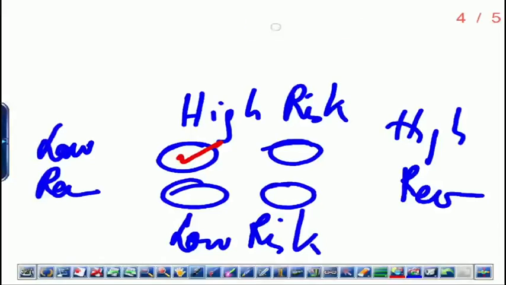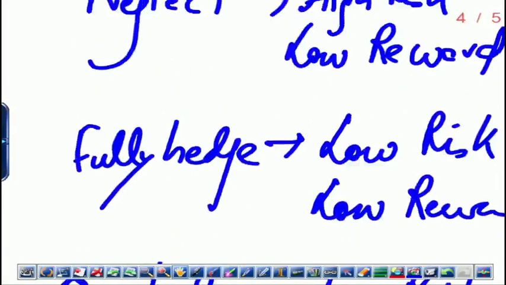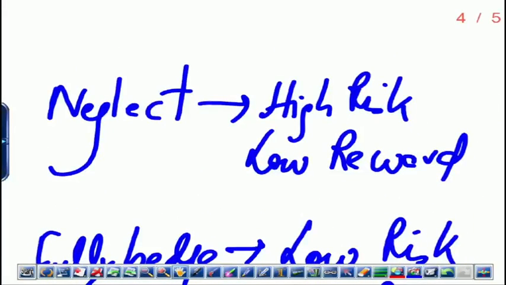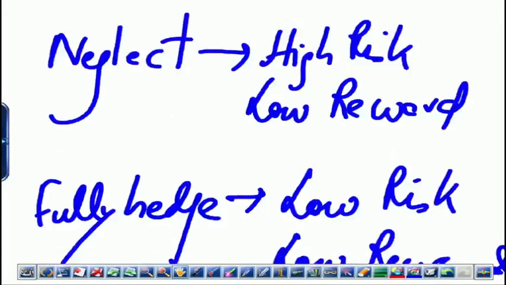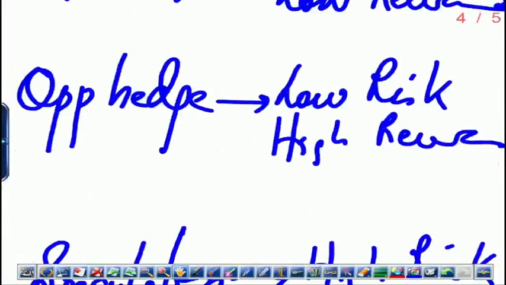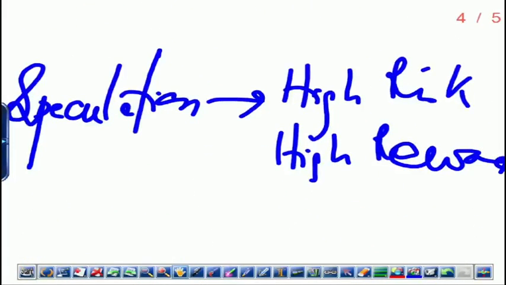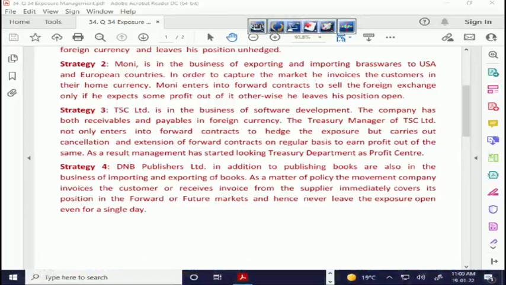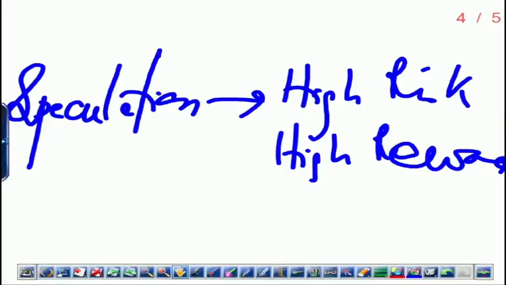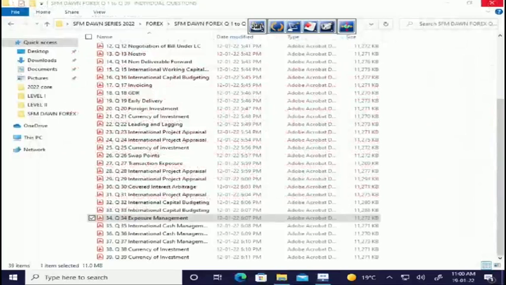I think this write-up which I had written over here was the best. If you neglect, there is high risk, low reward. Worst. If you fully hedge, there's low risk, low reward. If you opportunistically hedge, that means sensibly hedge, then low risk, high reward. And if you treat it as a profit center, treasury center, high risk, high reward. Perfect. Okay, so these were the questions of Forex without doing the international project portion.